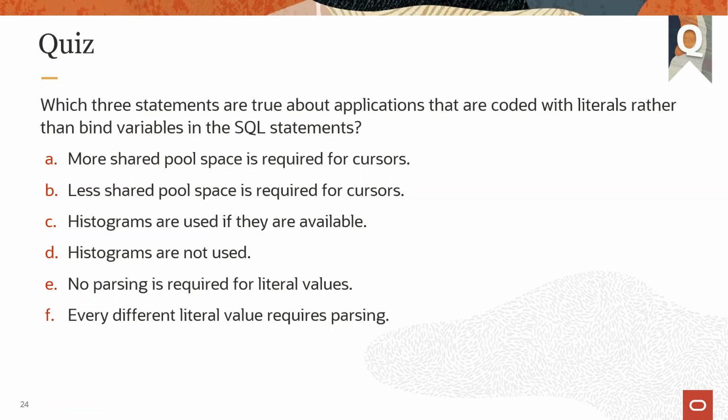The three statements that are true: statement A is true, more shared pool space is required for cursors. No, histograms are being used if they are available, in fact. And every different literal value requires parsing. That is if you code with literals instead of bind variables.